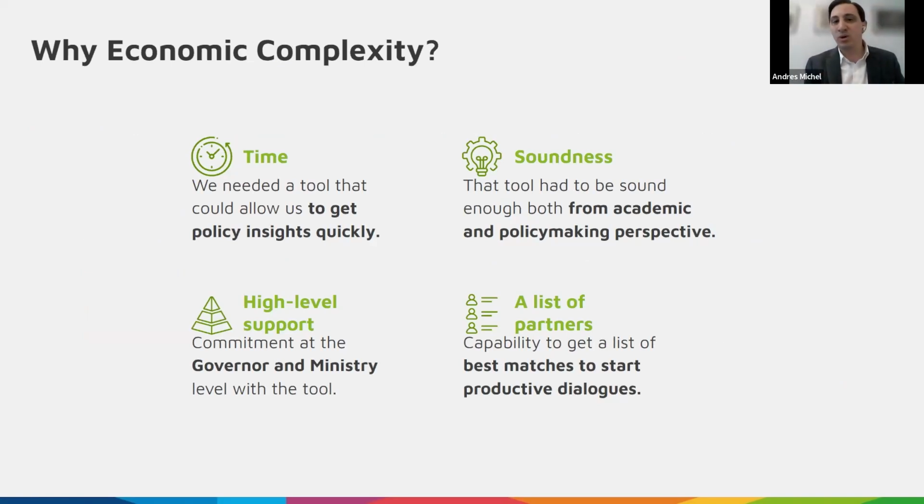First of all, time. We need quick wins. Second, soundness. We need to find a tool that converges with the policy making work and academic work. The third, high level support. You need high level support to develop this tool, apply it and to find new opportunities for productivity policies. And finally, a list of partners. You need a list of partners, actors, to find opportunities to make a table to find vertical public goods, coordination failures, and others.